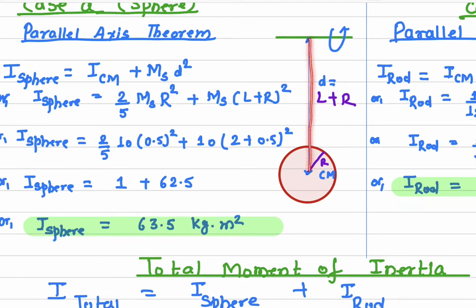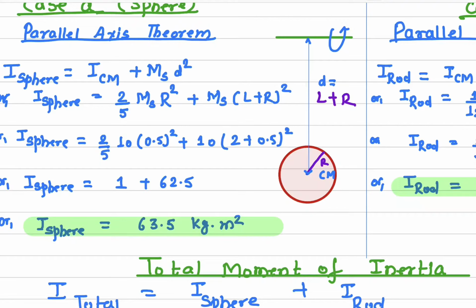So what is the distance? The length of the rod is from this point to this point, which is L. And this is the radius. So the total distance is L plus R. Here M_S stands for the mass of the sphere, and d is L plus R. The moment of inertia of a sphere about the center of mass is 2/5 M_S R squared. You have to keep this in mind or memorize this one.